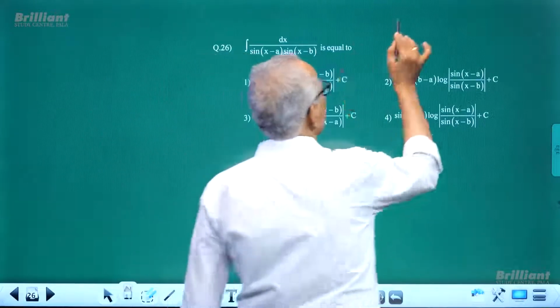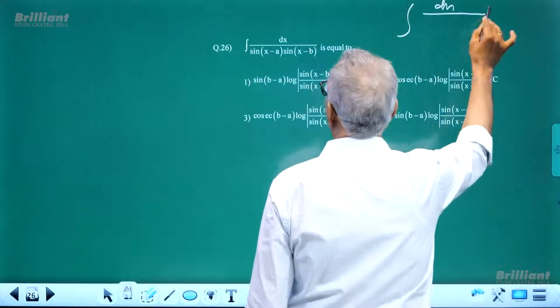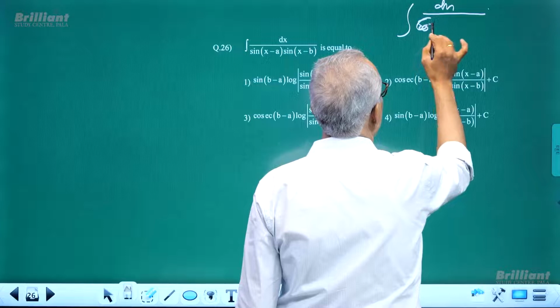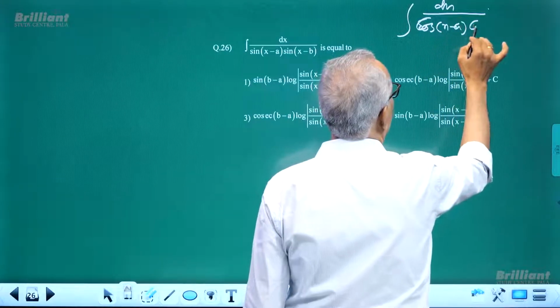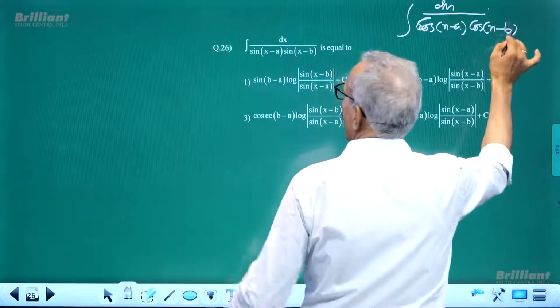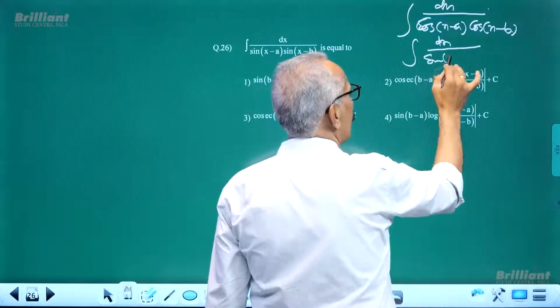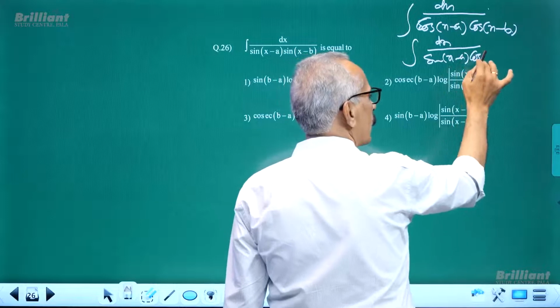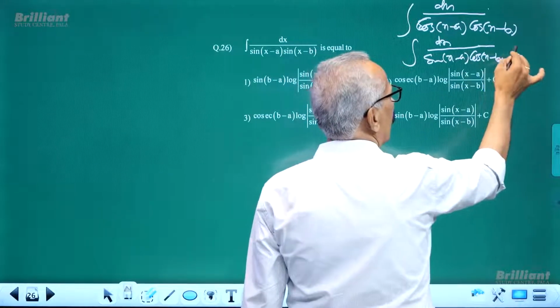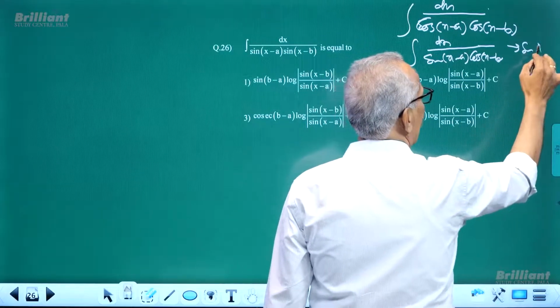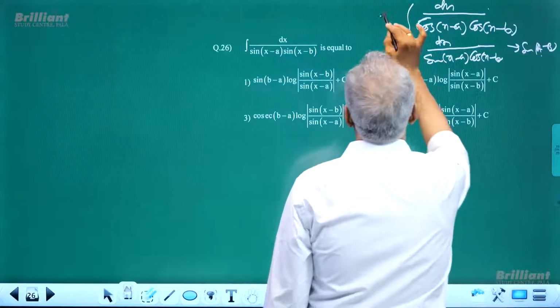3 കാര്യങ്ങൾ പറഞ്ഞു. ഇൻ്റഗ്രൽ dx ഡിവൈഡഡ് ബൈ cos(x - a) ഇൻറ്റു cos(x - b). ഇതേ മെത്തേഡ് സാറ് പറഞ്ഞു തരുന്നത്. ഇൻ്റഗ്രൽ dx ഡിവൈഡ് ബൈ sin(x - a) ഇൻറ്റു cos(x - b). ഇവിടെയാണെങ്കിൽ sin(a - b) വേണം ഉപയോഗിക്കാൻ കേട്ടോ. 2, 3.